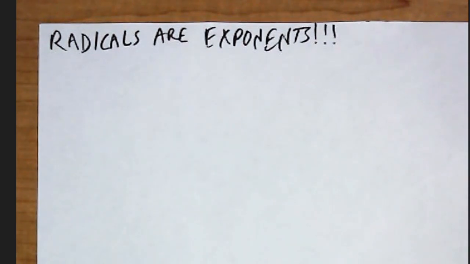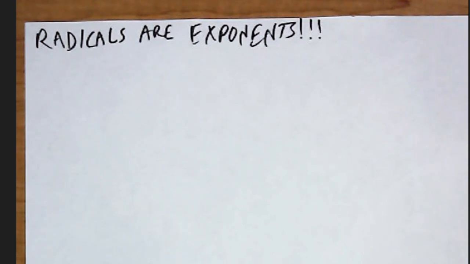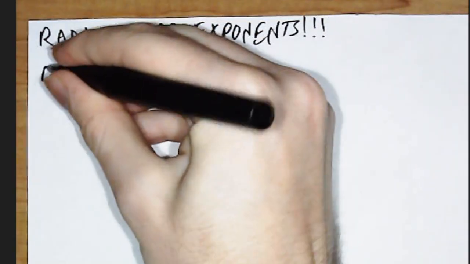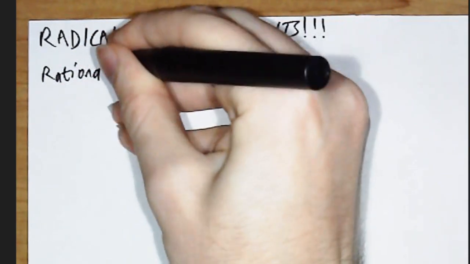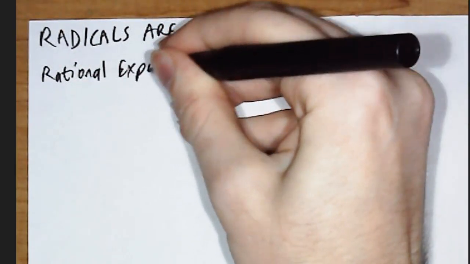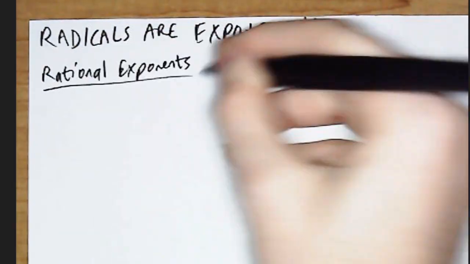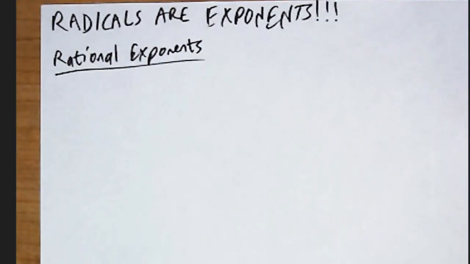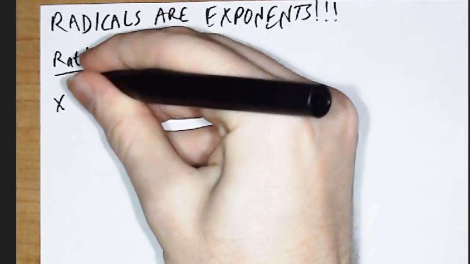The way these notes are broken up is into 3 different sections, and then we have some sample problems on the back. So we have rational exponents as our first heading, and our first sample problem is going to be x to the 1/2.